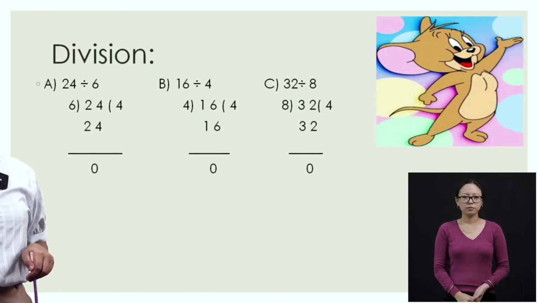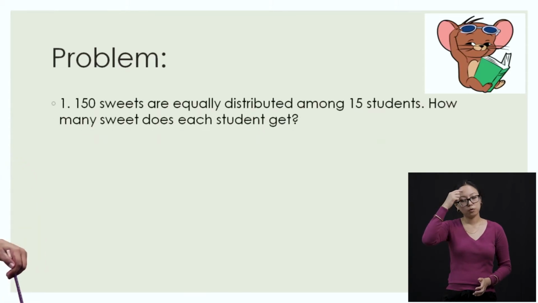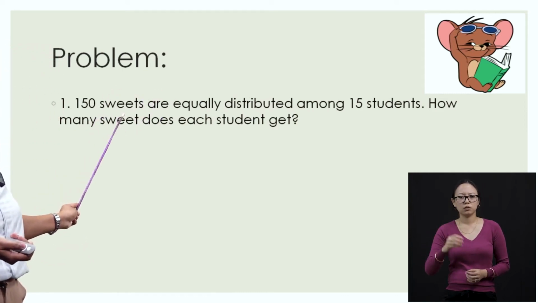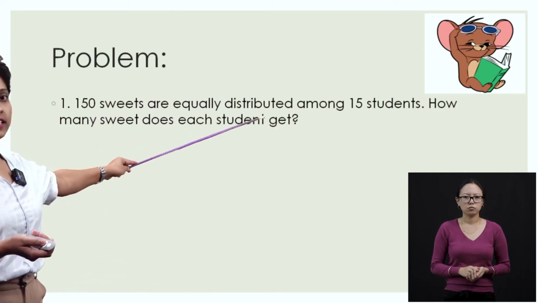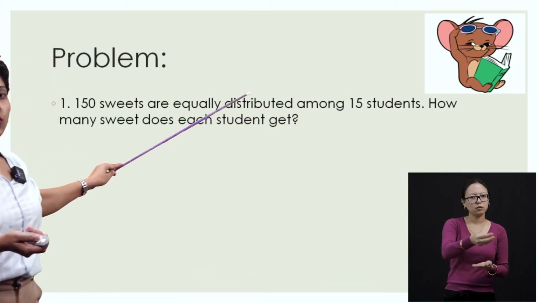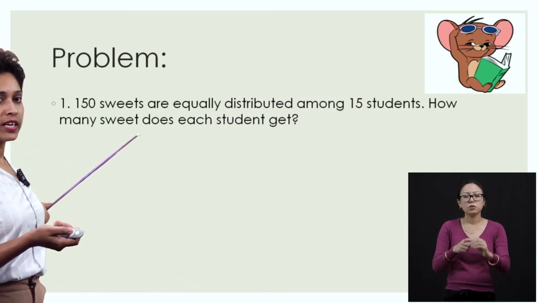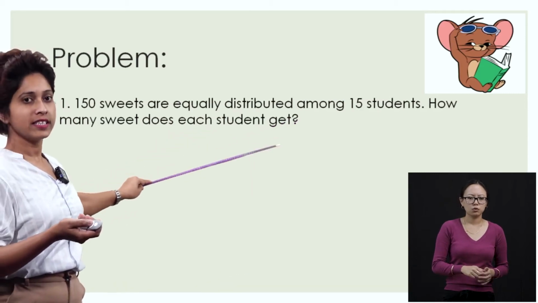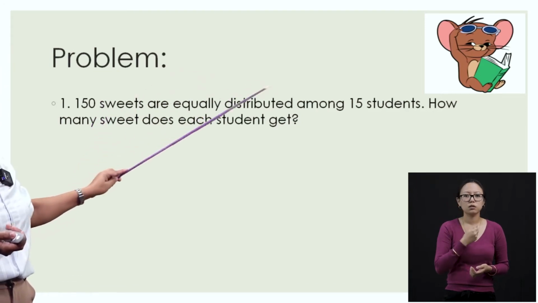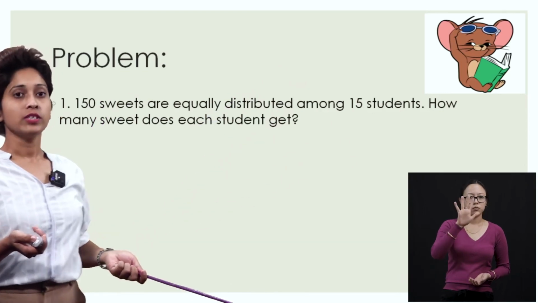Okay, let's try the next one. We have another problem. 150 sweets are equally distributed among 15 students. So what you need to find out is how many sweets each student gets. If you distribute 150 sweets among 15 students, how many sweets will each student get?